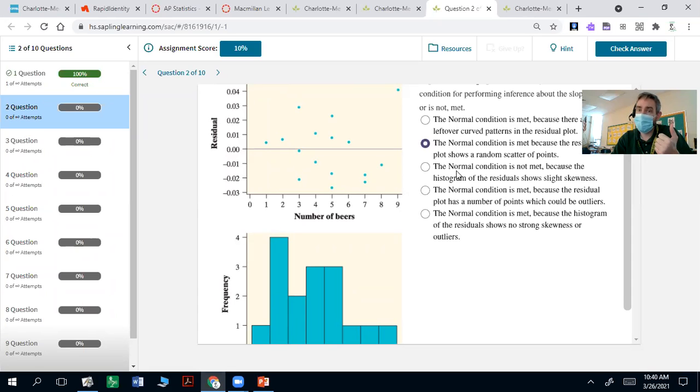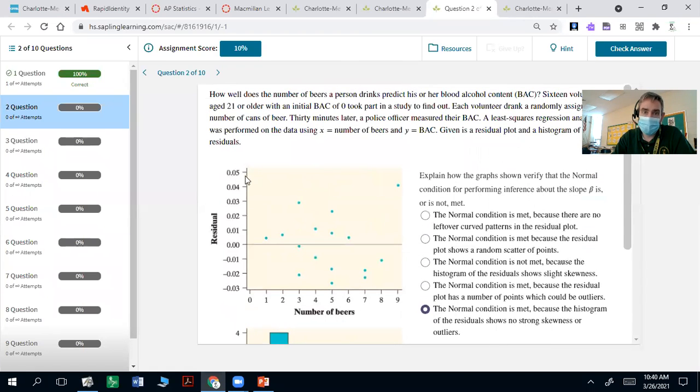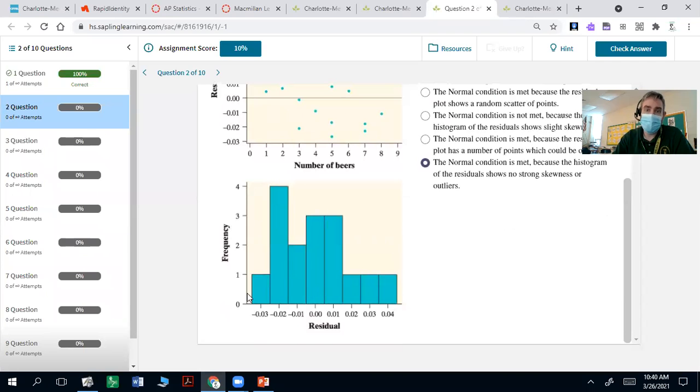The normal condition is not met. That's not true. The normal condition is met because the residual plot has a number of points which could be outliers. Again, no. It's the normal condition because the histogram of the residuals doesn't have any strong skewness. So don't look at a residual plot to determine normal condition. Look at the actual graph of residuals, like a histogram, or even a dot plot would be better than a residual plot, okay? That's what you want for that.